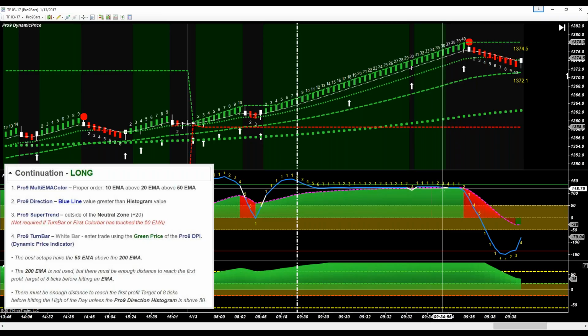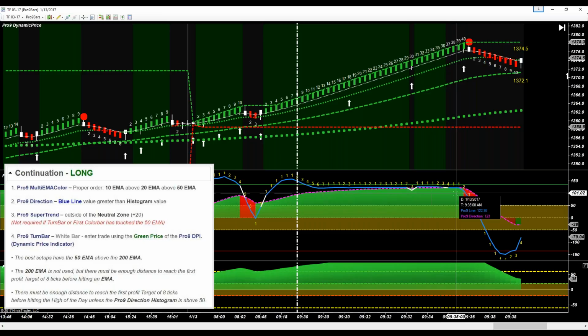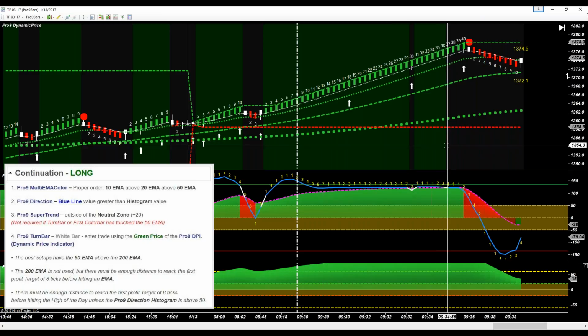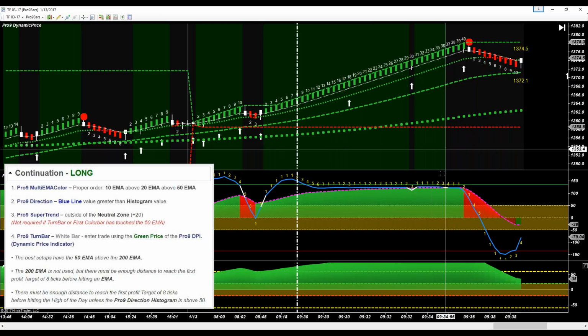So right here, at the close of bar 37, because the direction histogram is so bloated, the blue line dipped back below this purple line. Now it's very close to tell visually, so just looking at this section, it looks like it's right on top of there. And if we check the data box, it's barely below the purple line. But the green background is functioning correctly. It's just very difficult to tell why because it's so close.